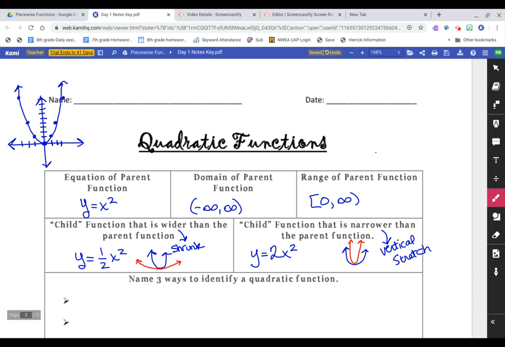And technically this should say a vertical. We should write vertical here. Vertical shrink on the left side, because you could have a horizontal stretch and shrink.